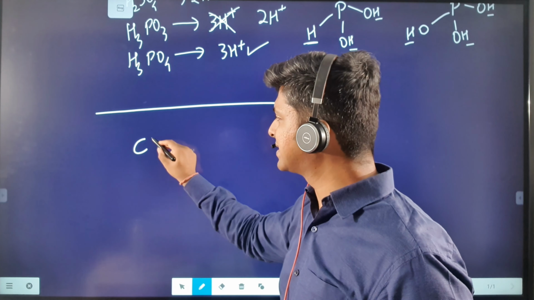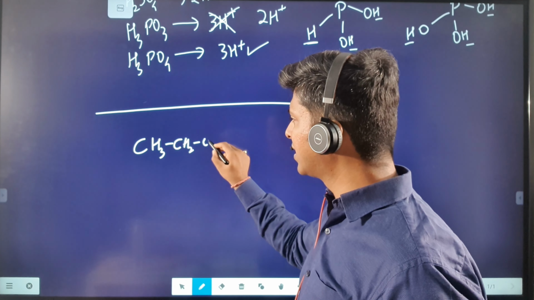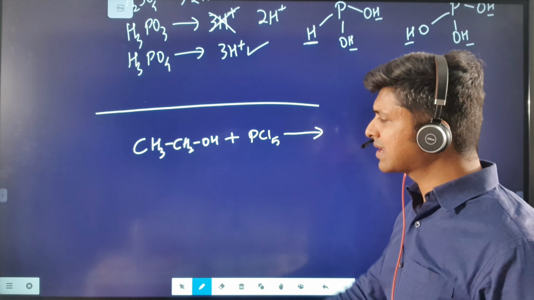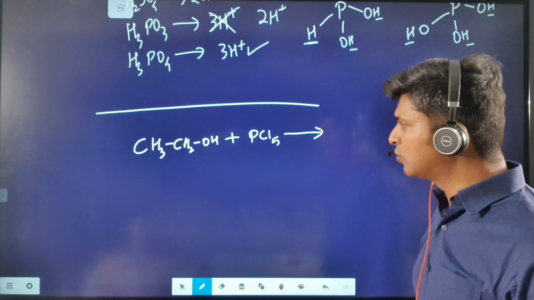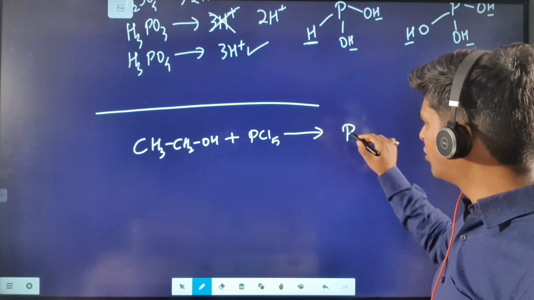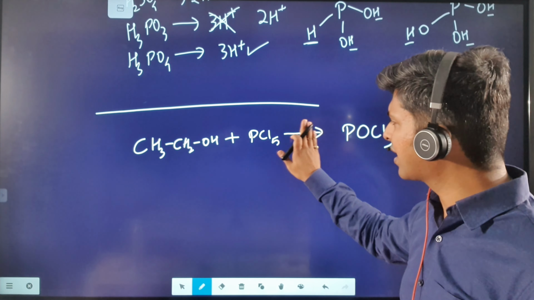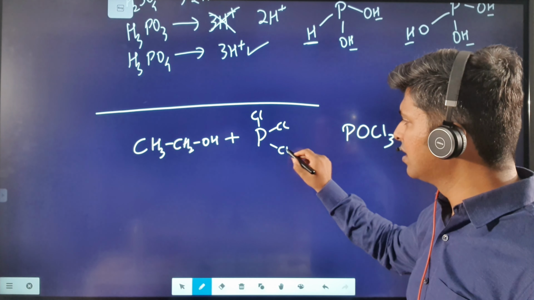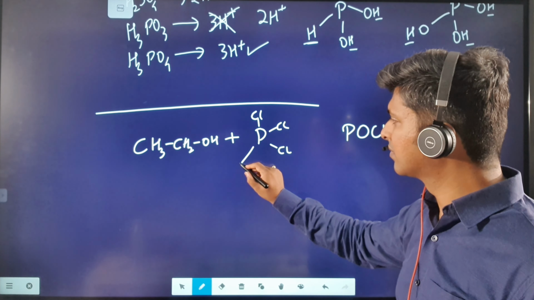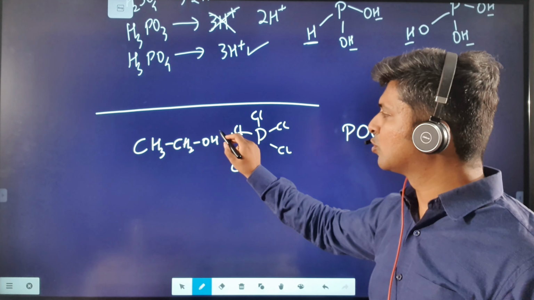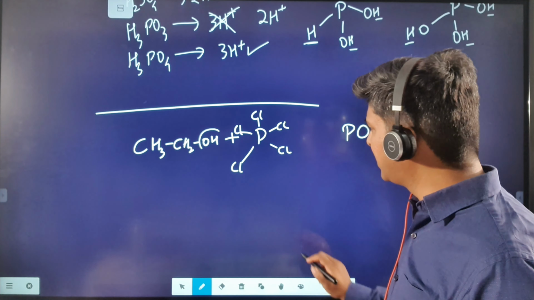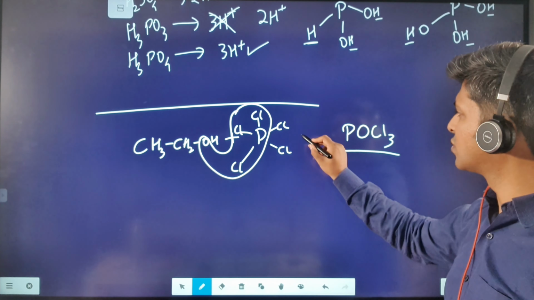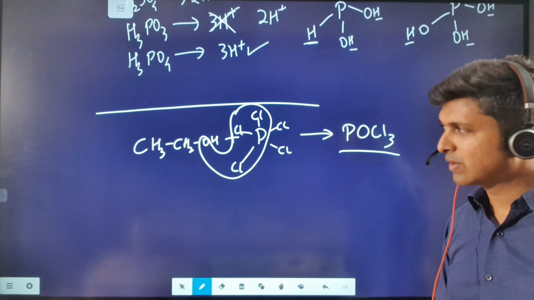We're going to use PCl5 again with alcohol, converting alcohol to haloalkane by using what? PCl5. This time no need to take 3 times or 5 times. What we are going to do is combine P, oxygen and 3 Cl. If you're not understanding, have a look over here. We'll write PCl5 in this format: 1, 2, 3, 4 and 5. So we are going to combine this P, O, these 3 Cl. This forms phosphorus oxychloride.